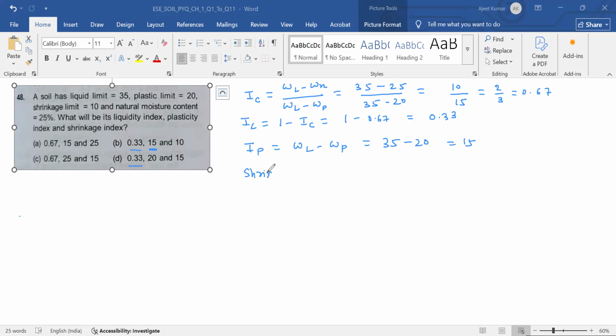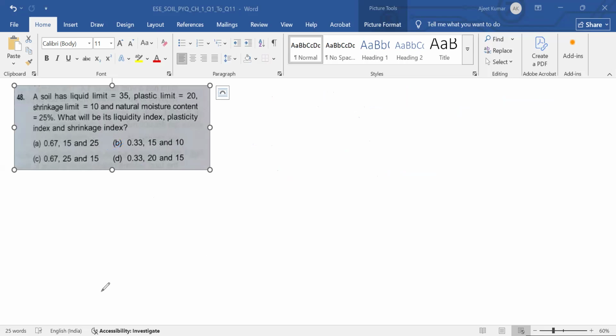So the shrinkage index is WP minus WS, which is 20 minus 10. So this is 10. So option B is the correct answer for question 48. Okay. Now question number 49.